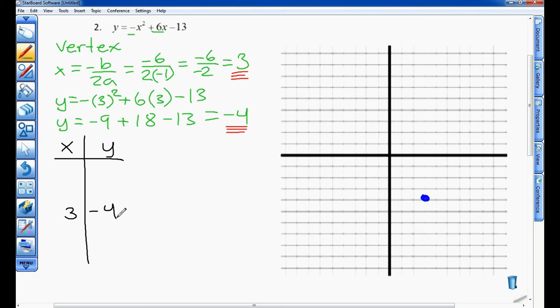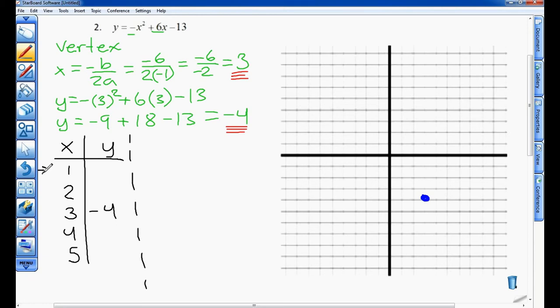And again, we want to pick 2 values minimum on either side of our vertex x value. So I'm going to pick 2 and 1, and 4 and 5, again keeping it nice and symmetric so that I can calculate just half of them and then mirror the y values over to the other x values as we did in the previous example. So let's start here with negative 1.